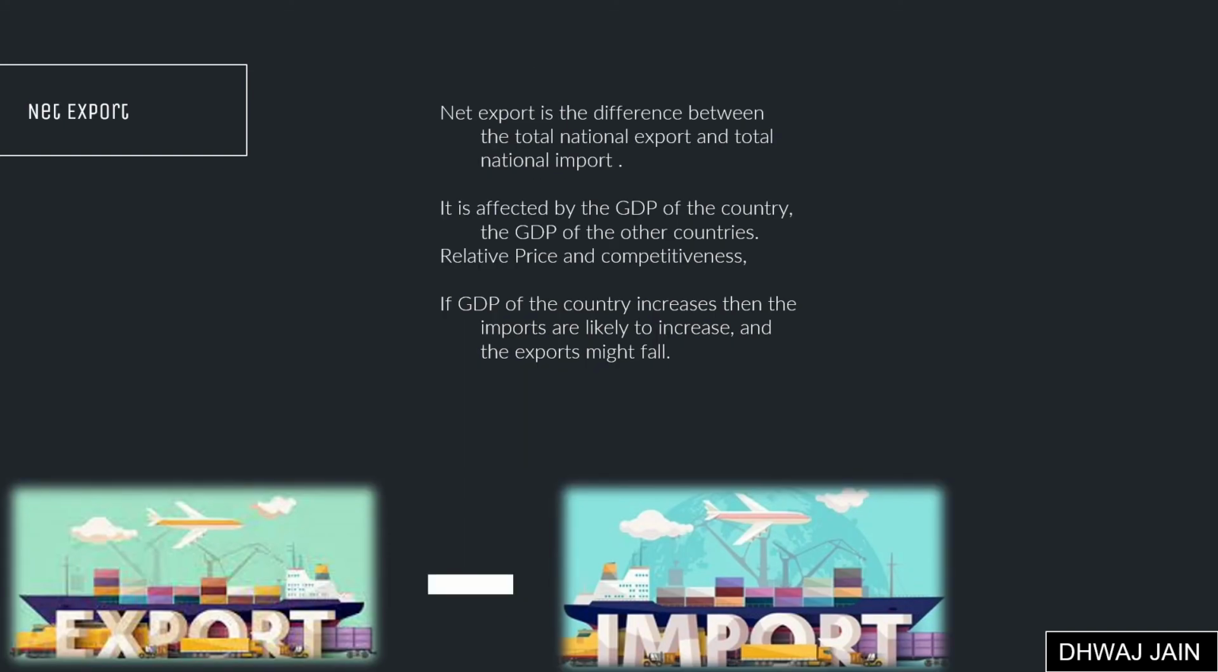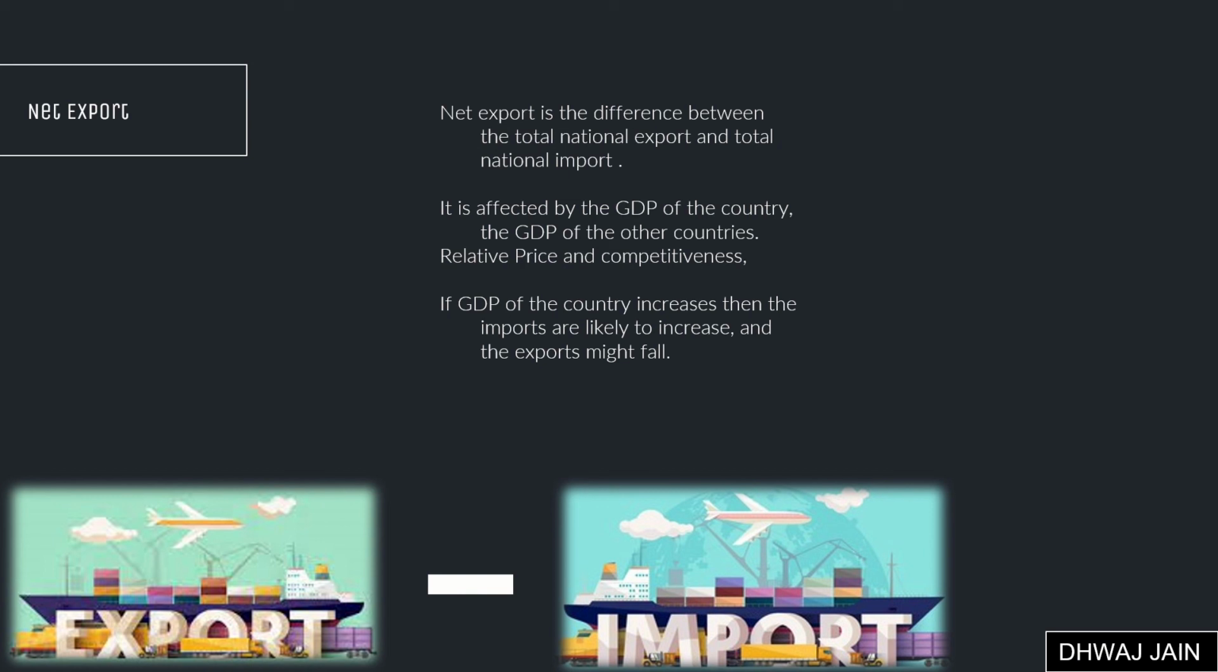Net export, export minus import, very easy. Net export is the difference between the total national export and total national import. It is affected by the GDP of the country, the GDP of the other countries, relative price and competitiveness. If GDP of the country increases, then the imports are likely to increase and exports are likely to fall. So that is one of the points that can affect the net export.